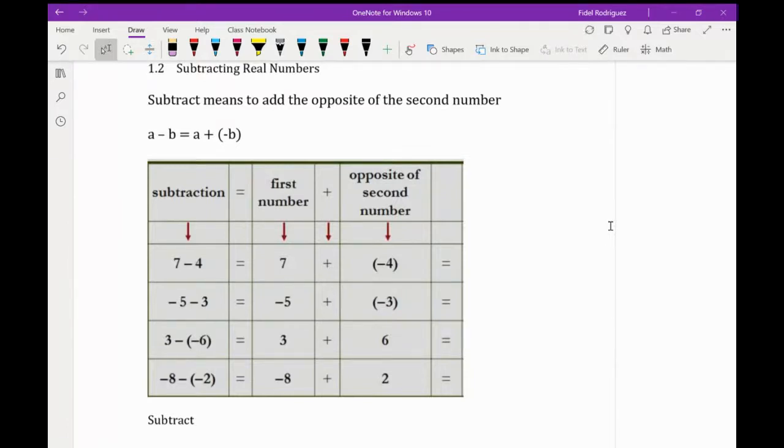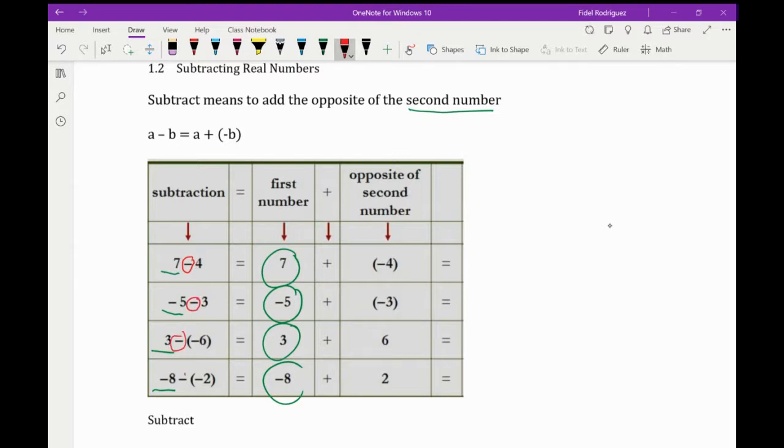So for 1.2 on subtracting real numbers, it says subtract means to add the opposite of the second number. The first number here is never going to change. If you notice, it stays the same. It was a 7, a negative 5, a 3, and a negative 8. What we do, though, is we change the subtraction sign, and I'm going to circle the subtraction sign in every one of these problems.